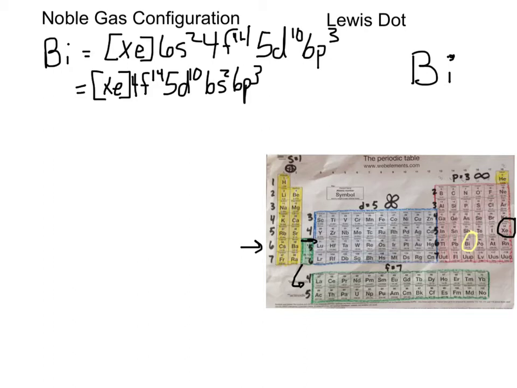Now to do the Lewis dot for bismuth, I just write bismuth, Bi, the symbol, and I look and I say, look, there are 1, 2 S and 1, 2, 3 P to get there. So I put 2 in the S and 1 in each P. I'm done.